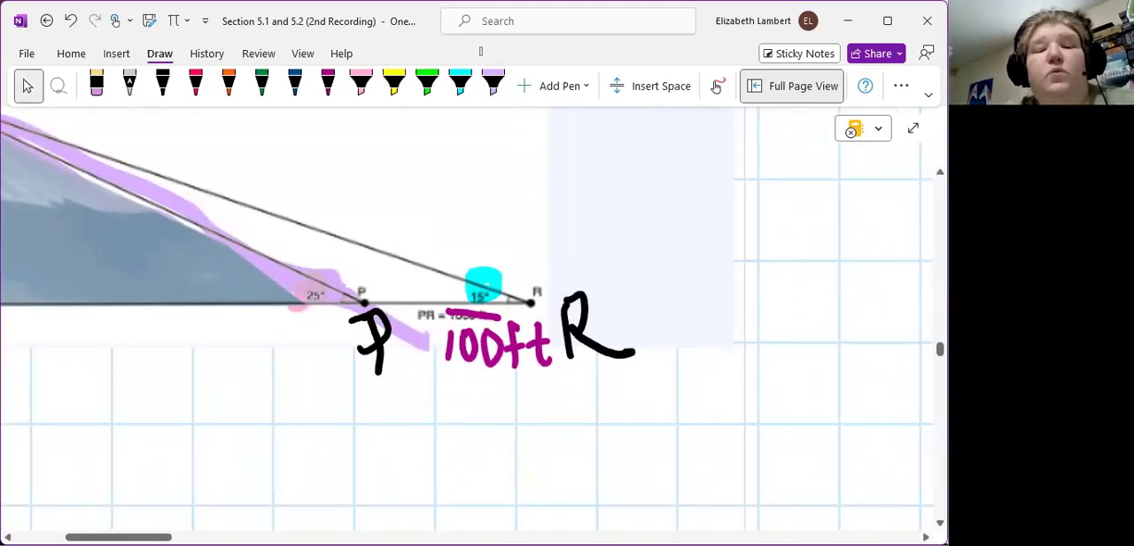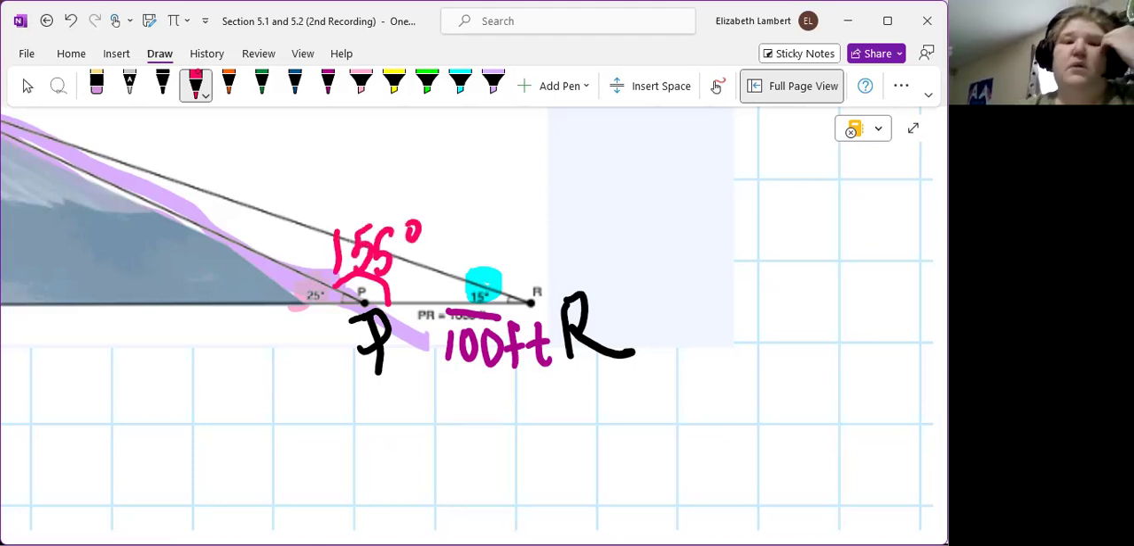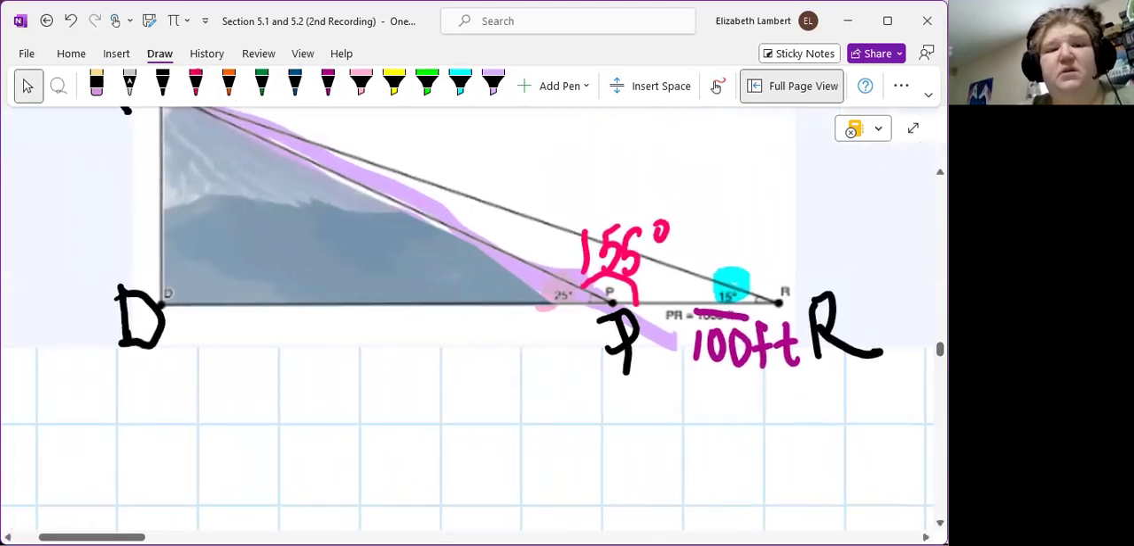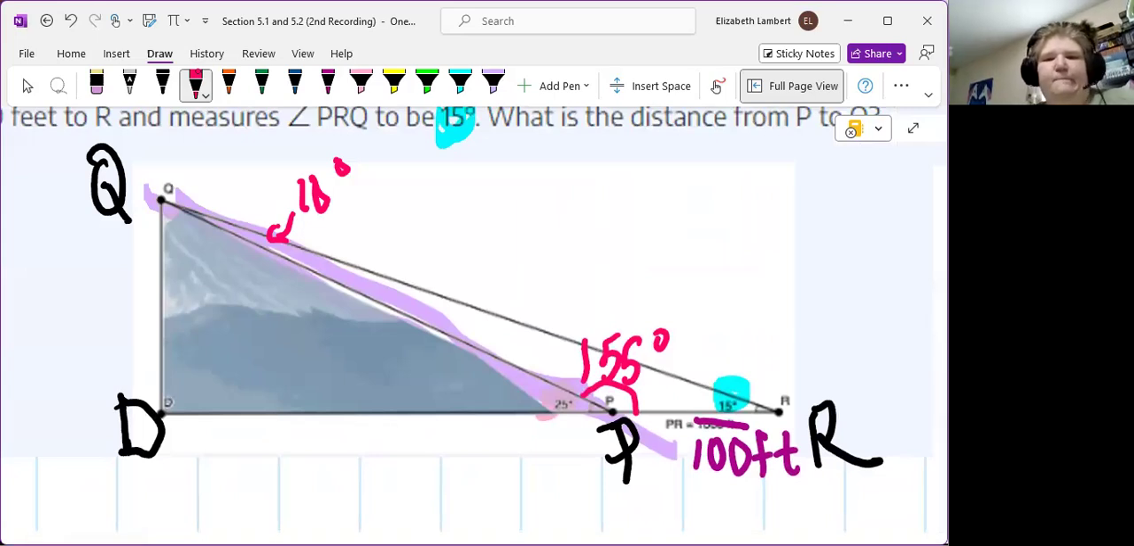So we know that angle's 25. So we can calculate this other angle here. That's 180 minus 25, which would be 155. And then 155 and 15 is 170. So the angle way up here is 10 degrees. And I found that third one because the side we know is 100 feet. So we need the angle across from it to use the law of sines.